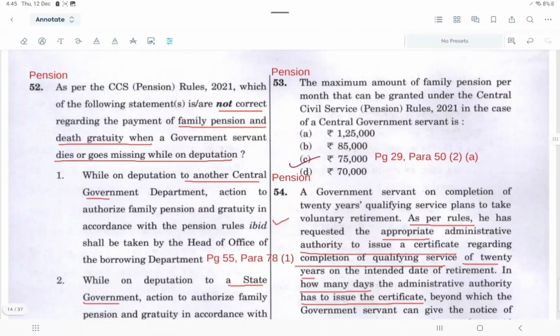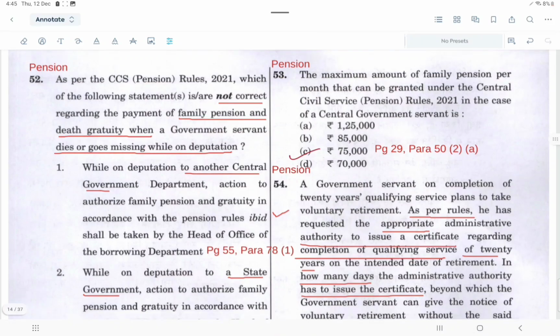Question 52. As per CCS Pension Rules 2021, which of the following statements are not correct regarding the payment of family pension and death gratuity when a government servant dies or goes missing while on deputation? So now questions are consistently being asked from pension topics. So let's open PDF on pension so that we can also have a glimpse from which paragraphs or which pages of the PDF questions are being asked, so that you can also be assured that the solution being told is concrete.